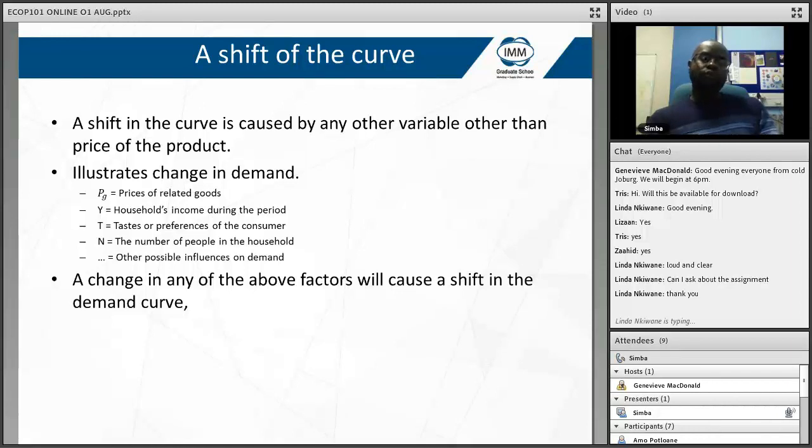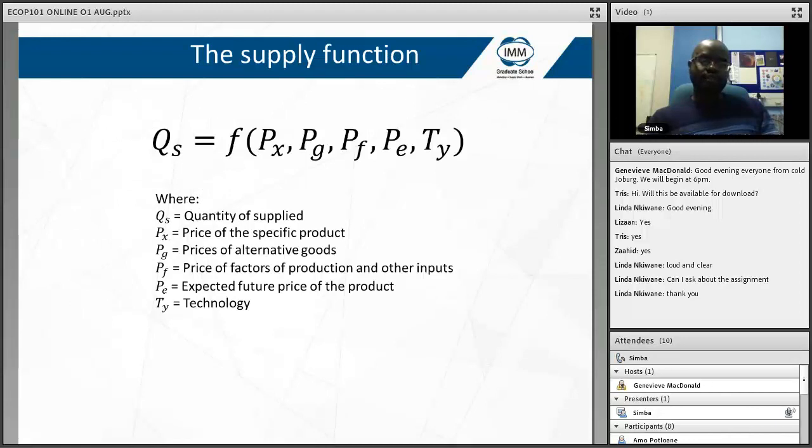So it is important for you to be able to distinguish this, because in your examination, they can ask you about this, in the multiple choice or in the writing questions. So it is always important to understand. All right. Then again, we move on to supply.